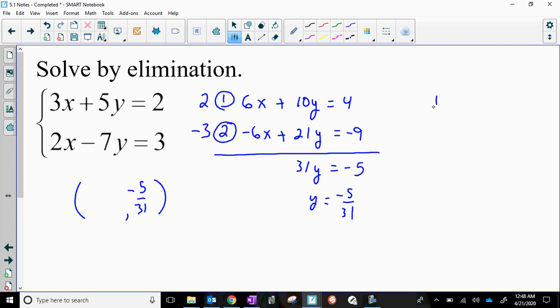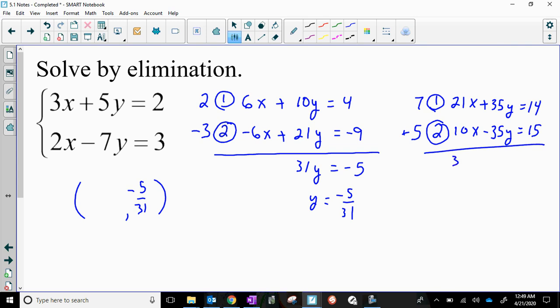Now what I can do is go get rid of the other variable. So this time I'm going to eliminate the y value. So I'm going to times the top equation by 7, and times the bottom equation by 5. They're already opposites, so I'm going to end up adding this time. And now I get 31x equals 29. So x is 29/31, just like the last time I did this problem.